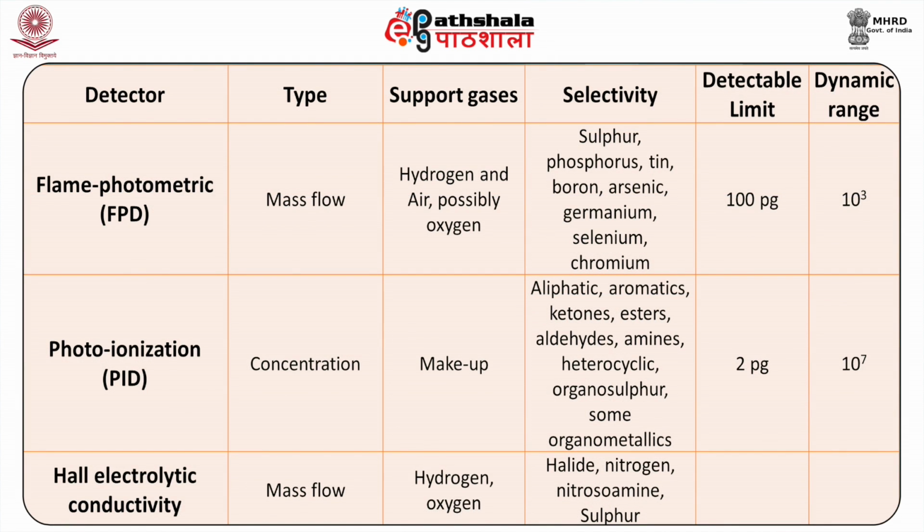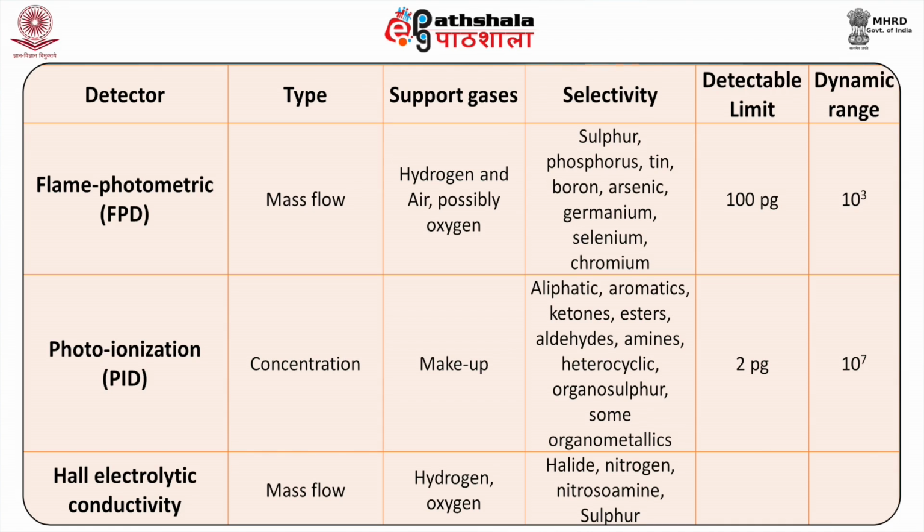Next is flame photometric detector. The type is mass flow. Support gases are hydrogen and air and possibly oxygen. The selectivity is sulfur, phosphorus, tin, boron, arsenic, germanium, selenium and chromium. Detectable limit is 100 picograms and dynamic range is 10 raised to power 3.